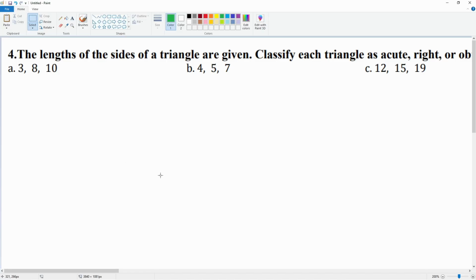Number 4, the lengths of the side of a triangle are given. You're going to classify if it's acute, right, or obtuse. Okay, so let's identify this. A can be 3, B is 8, and C, because it is the longest side, has to be 10.